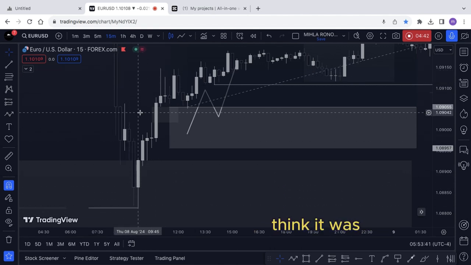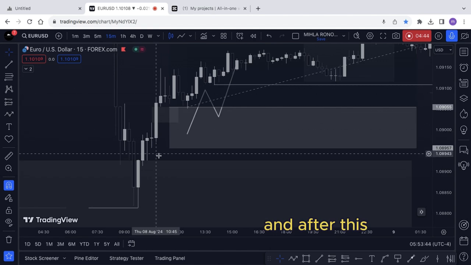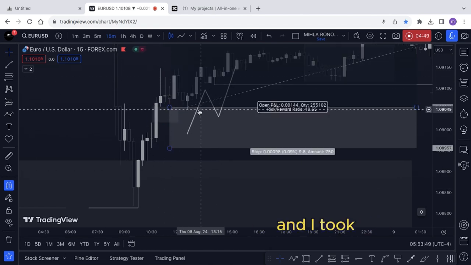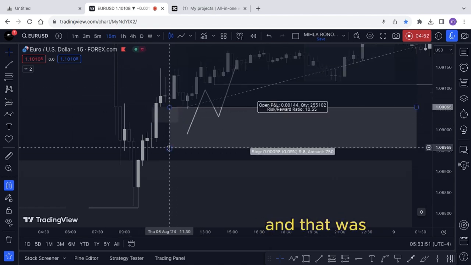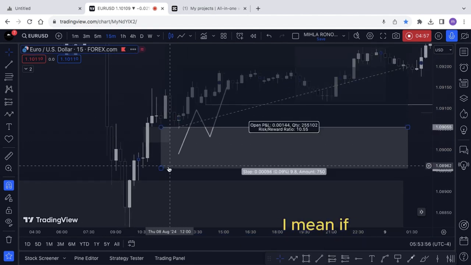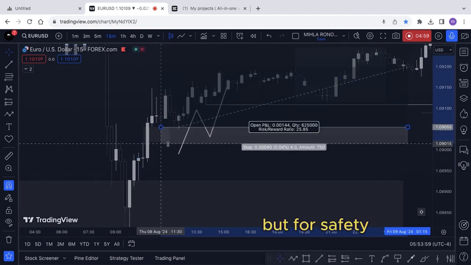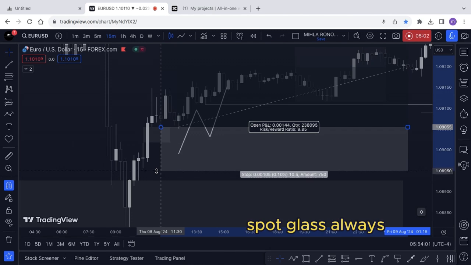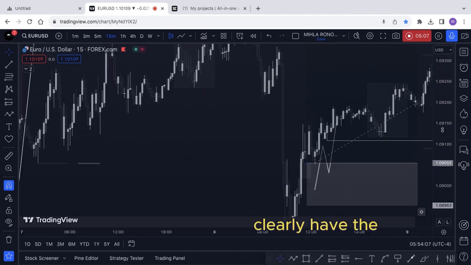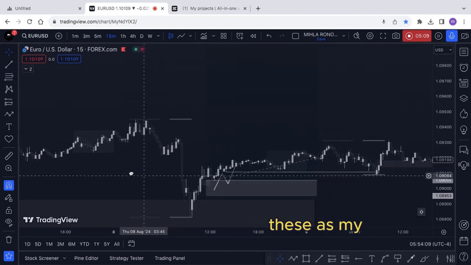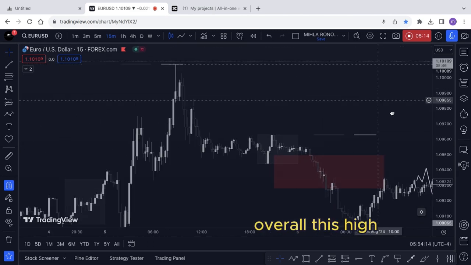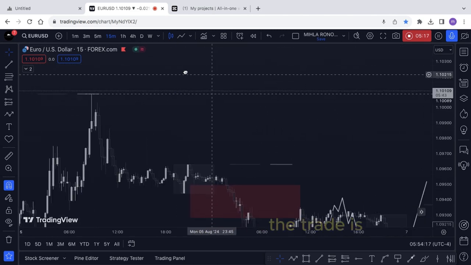On the 4 hour, I think it was a huge weak rejection, and after this rejection, price on the 15 minute gave me a nice fair value gap, and I took my entry on the fair value gap. My stop loss was at the low of the candle. You could put it here, but for safety reasons I always put my stop loss on the low of the candle rather than the gap. I clearly had these highs here, and overall this high, as my targets. So I took the trade.